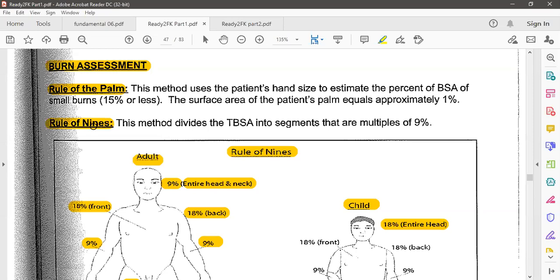What are the most important for the NCLEX board here? And we will also talk about the nursing management, the medication, and the surgical treatment as well. So the rule of 9, this method divides the total body surface area into segments that are multiples of 9%.